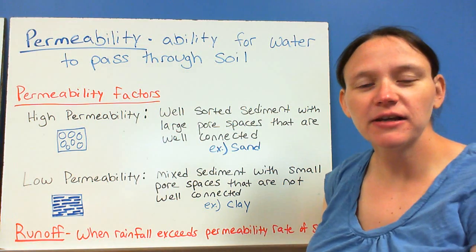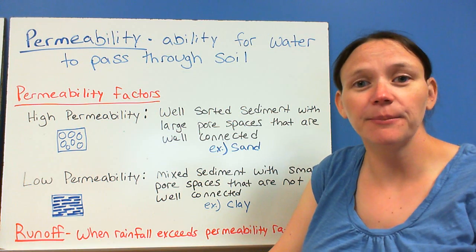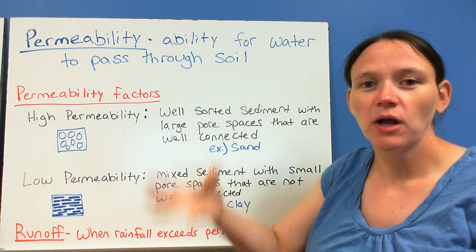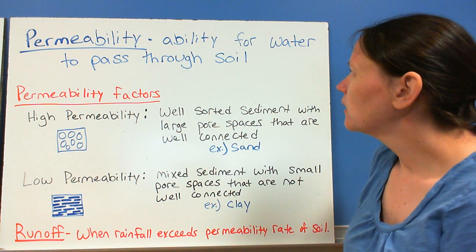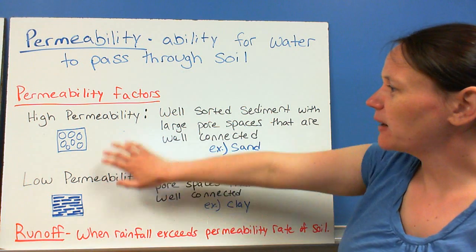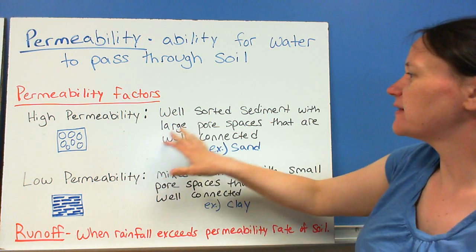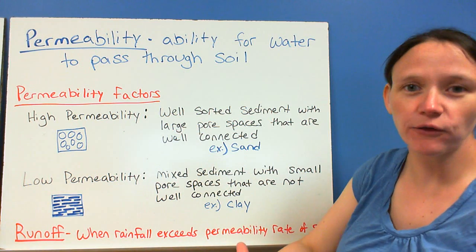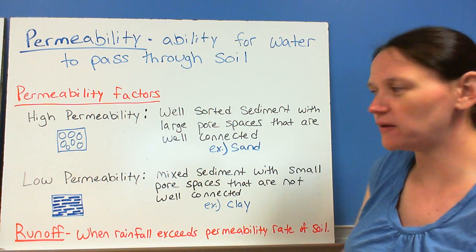Now the porosity affects something that we call permeability, and the permeability is the ability for the water to come through the ground, to permeate down through. And so, some things that affect permeability. If you have a soil with a high permeability, what that means is that the sediment, like we saw before, is well sorted. It's all the same size, so it's going to have more pore spaces.